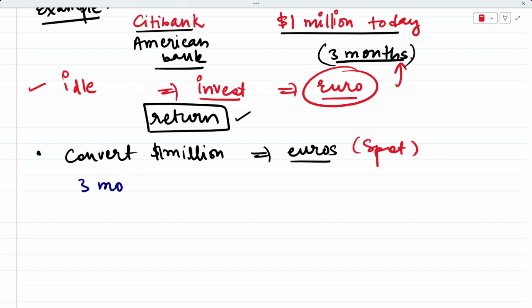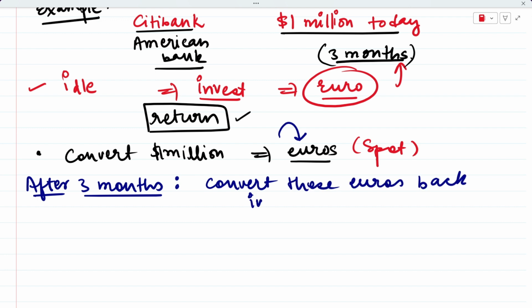And what will happen after 3 months? So if we talk about the period of 3 months, what is going to happen after 3 months have passed? After 3 months, the money that you had converted into euros, you will convert these euros back into dollars. Right, you are going to convert these euros back into dollars. So when you convert your euros back into dollars, this is the part of forward transaction. This is the part where forward transaction takes place.